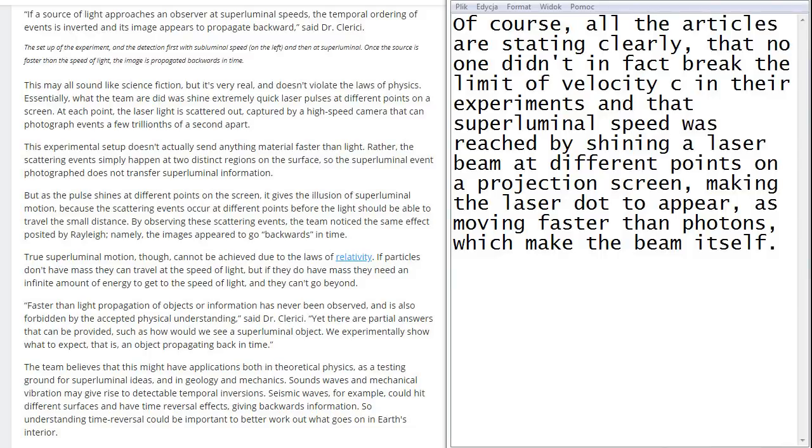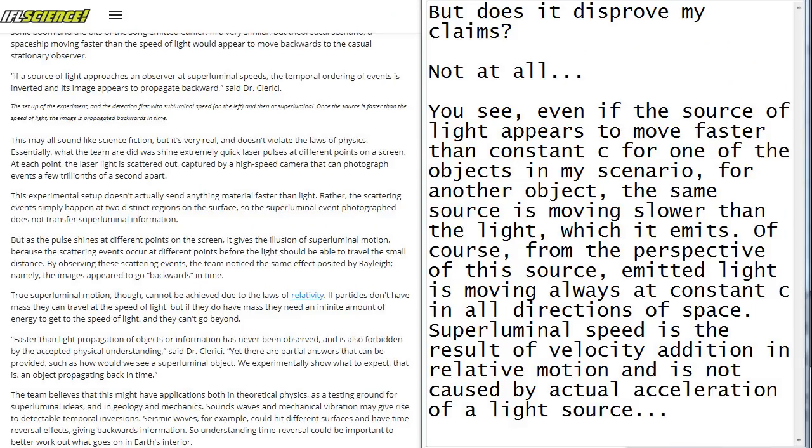Of course, all the articles are stating clearly that no one in fact broke the limit of velocity c in their experiments, and that superluminal speed was reached by shining a laser beam at different points on a projection screen, making the laser dot appear as moving faster than the photons which make the beam itself. But does it disprove my claims?